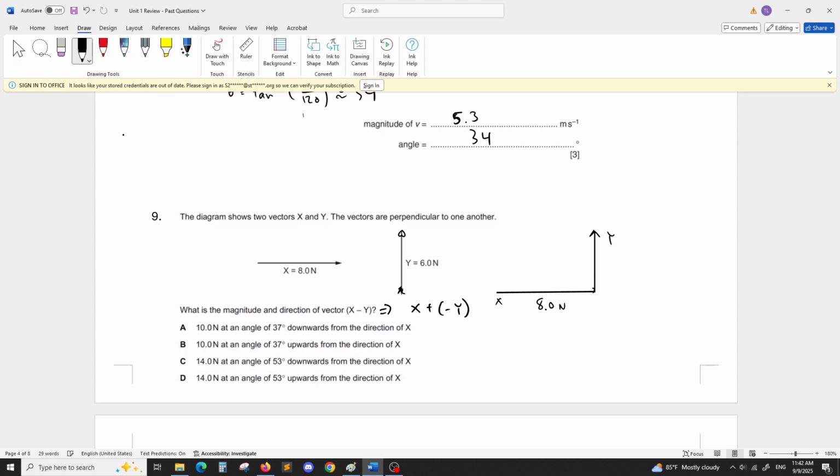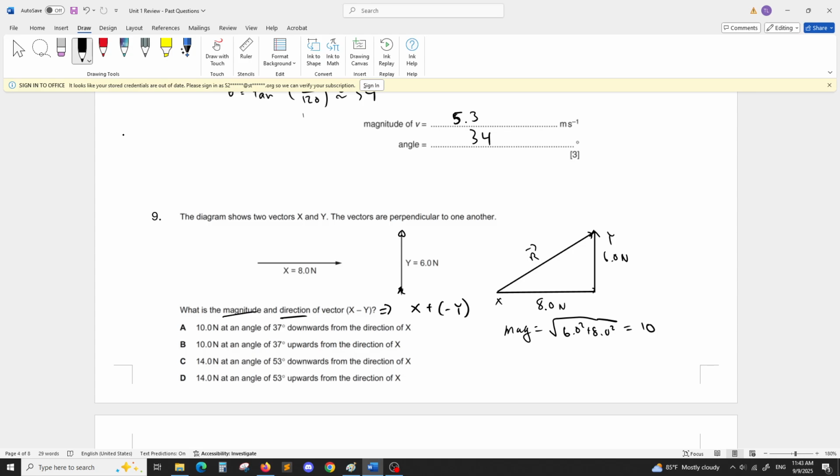And this is our y, 6.0, and this is our resultant vector, and they want the magnitude and direction. So our magnitude is equal to the square root of 6.0 squared plus 8.0 squared, which is around 10. You can check the calculation. And then the angle, let's look at this first.